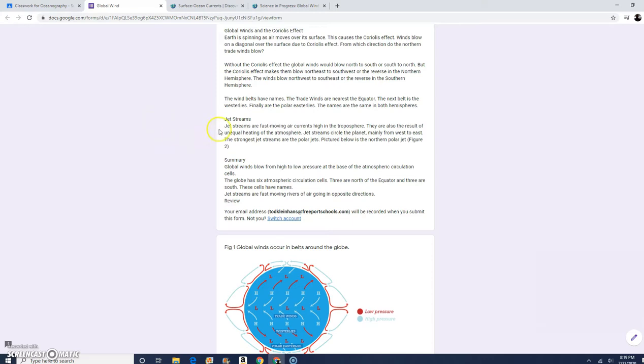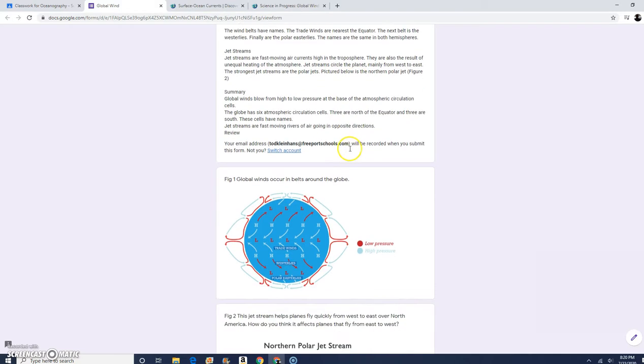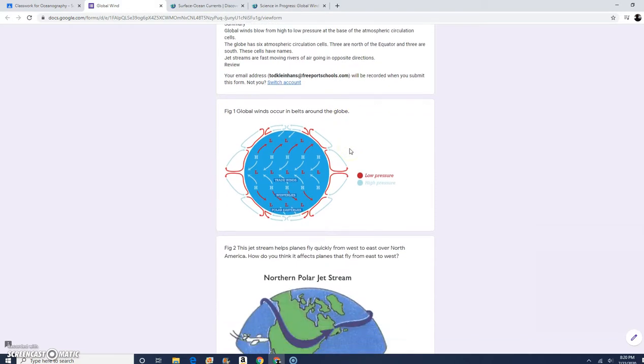Another example is called the jet stream. They're fast-moving air currents high in the troposphere. They are also the result of unequal heating of the atmosphere. Jet streams circle the planet mainly from west to east. The strongest jet streams are the polar jets. Pictured below is the northern polar jet stream. So here's figure 1 of the global wind belts.